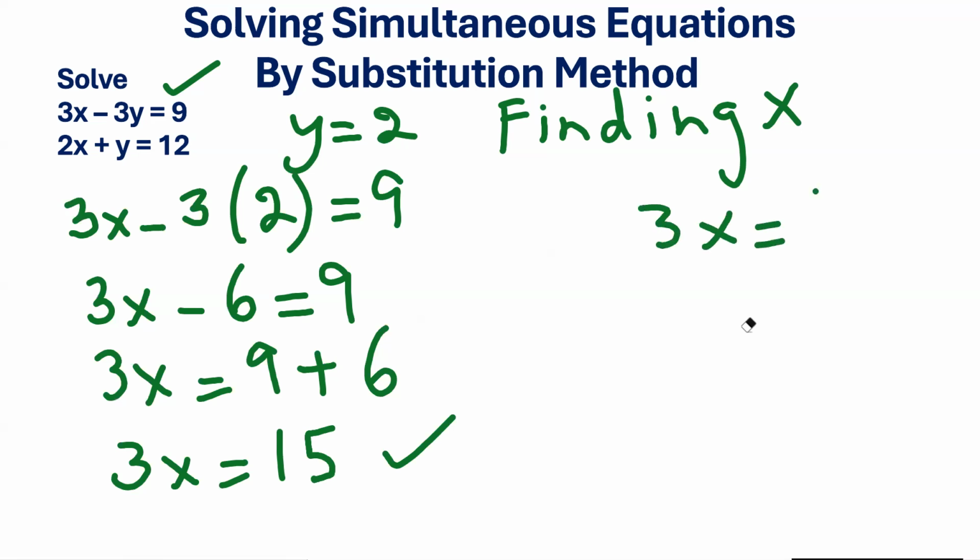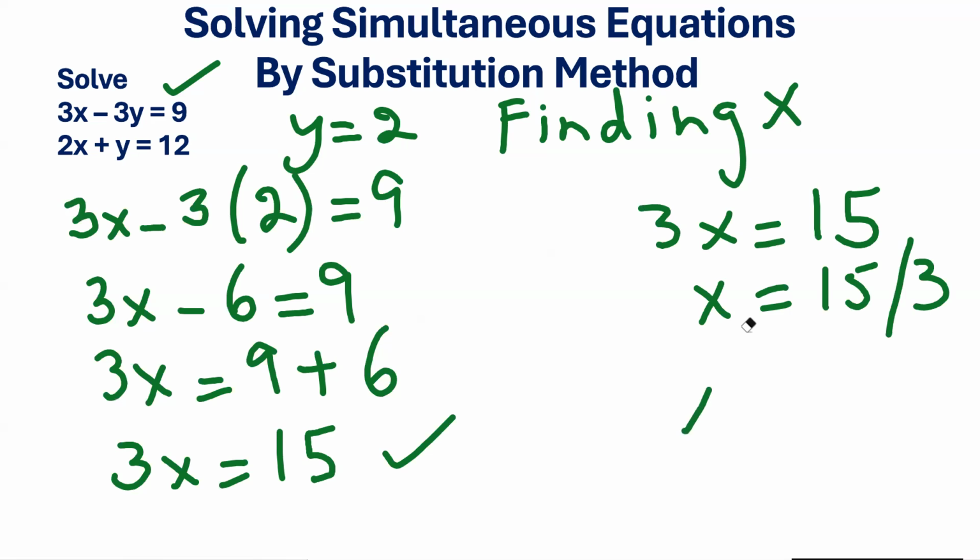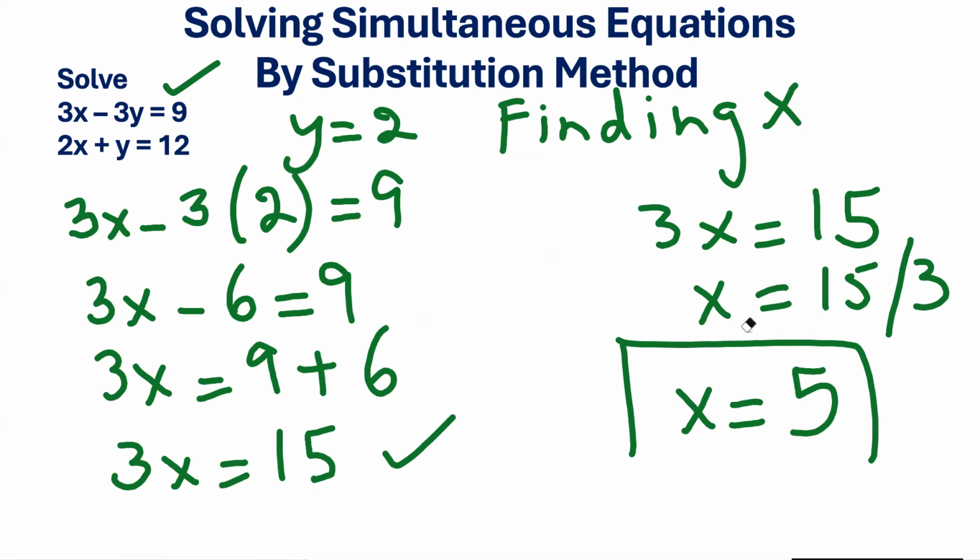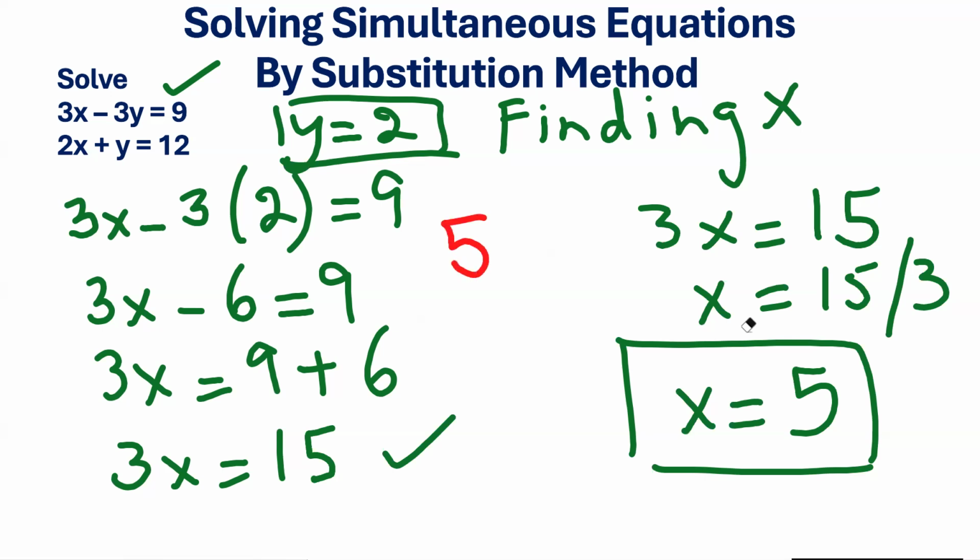From here you can find the value of x. 3x is equal to 15. x is equal to 15 divided by 3. x is equal to 5. x is 5 and y is 2. So your solution set is 5, 2. This is the answer. x is equal to 5 and y is equal to 2.